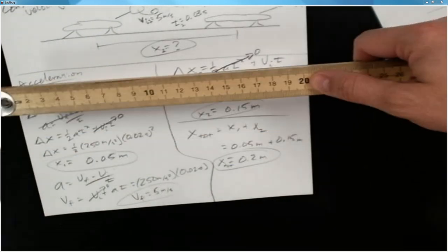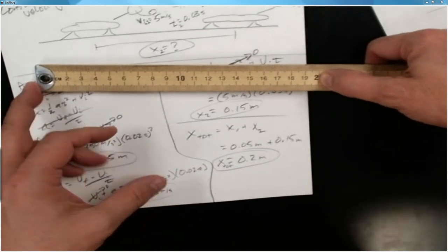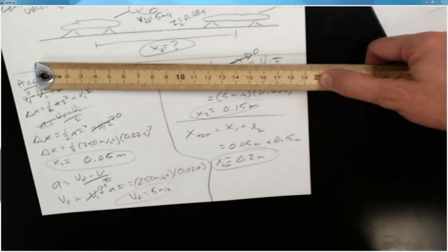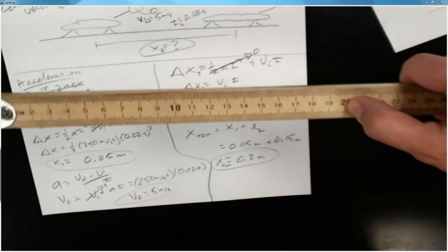Is that right? I'm going to grab a ruler. Centimeters. That's that long. A chameleon's tongue goes out 20 centimeters. That's astonishing, man. It's astonishing.